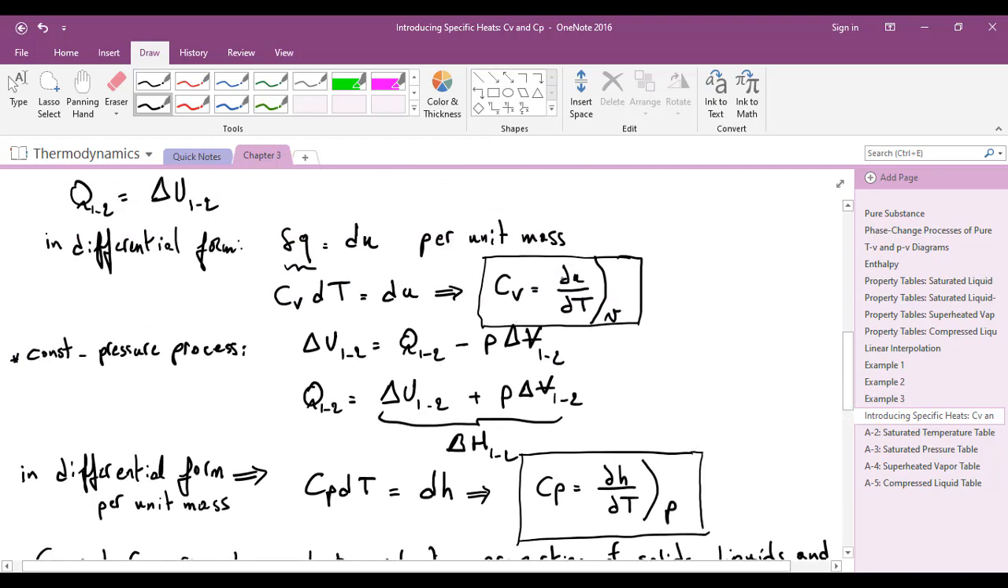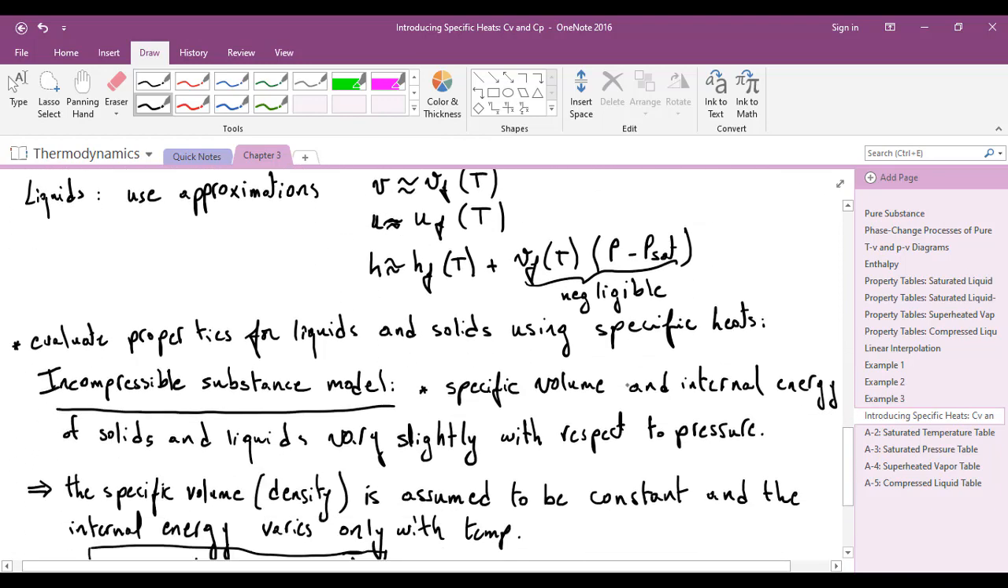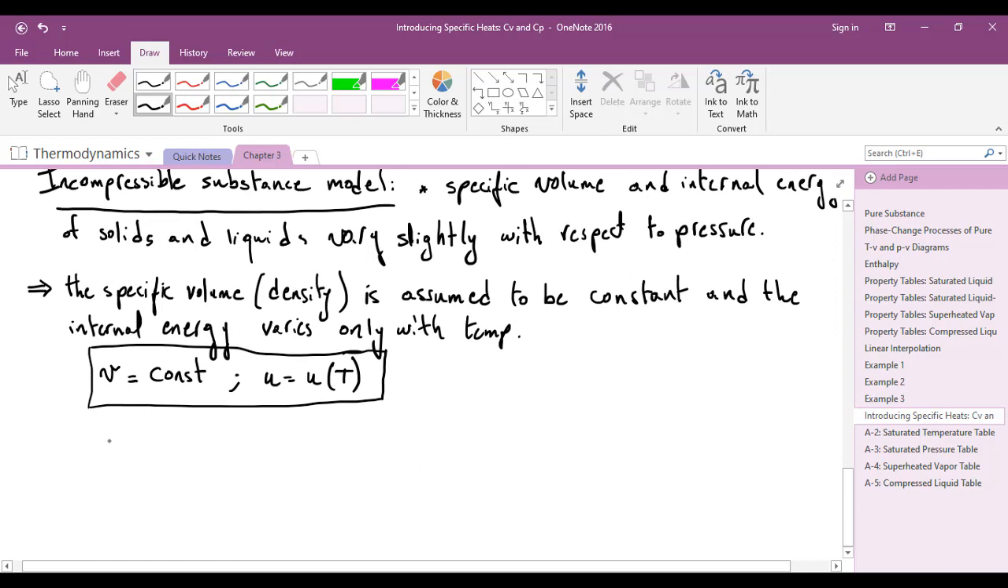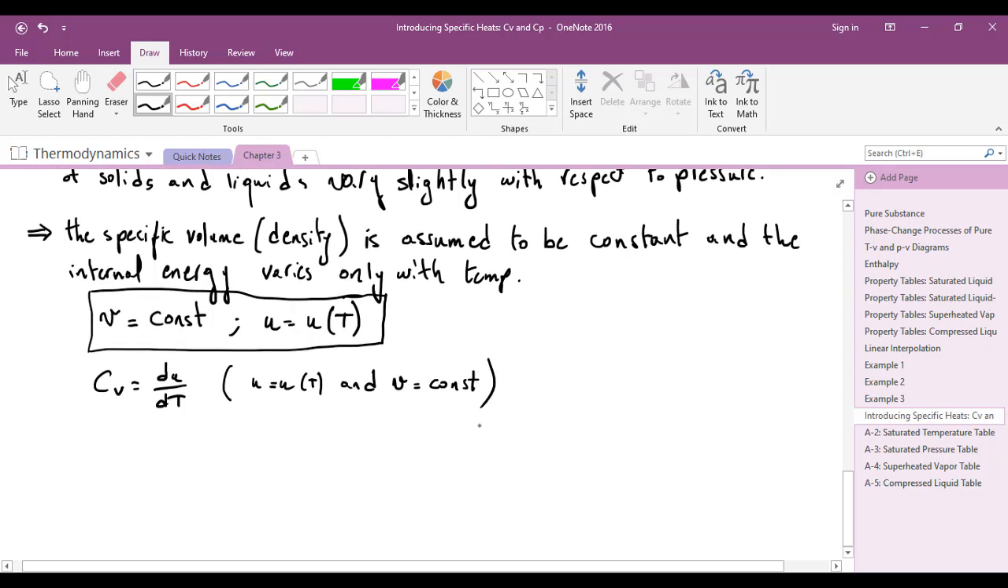Now for the specific heat Cv, since it is defined as del U over del T, and since the internal energy solely depends on temperature, Cv becomes dU over dT, since U is a function of temperature only and V, the specific volume, is always constant.